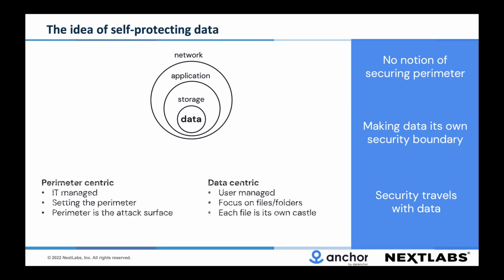Zero trust down to file integrates security in a way that the data protects itself. In a sense, data becomes its own security boundary, encapsulated in the file, if the data is the file.